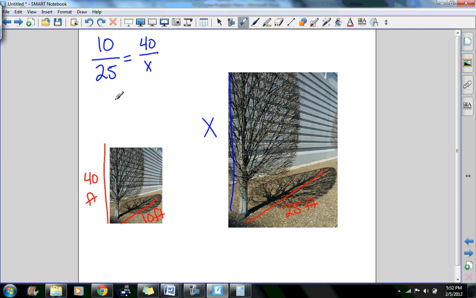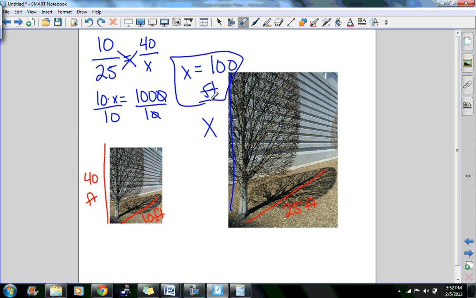So now here we solve. Cross multiply. 10 times x is going to be equal to 25 times 40, which is the same as 40 quarters, which would be $10, so 10,000? Yep, 10,000. So then from here, I divide by 10. So therefore my x is equal to, well, I can mark a 0 off, 100 feet. And if I think back to my problem, that seems like a very realistic height for that tree. And that's it. That's the whole problem.